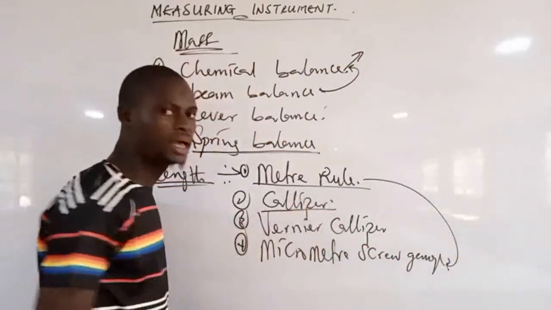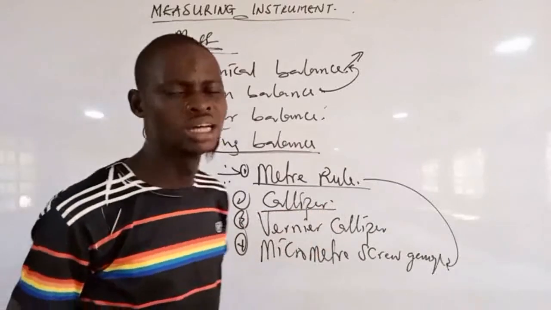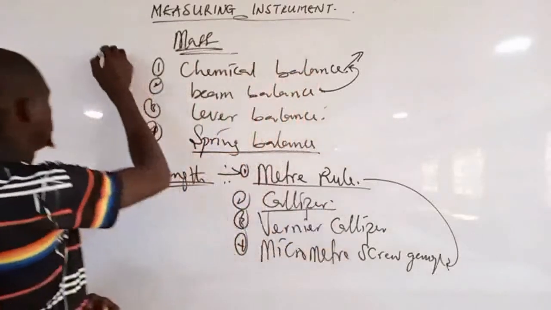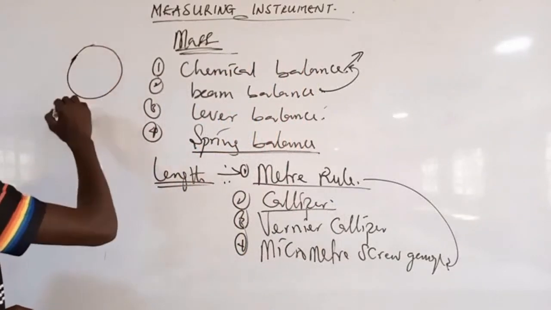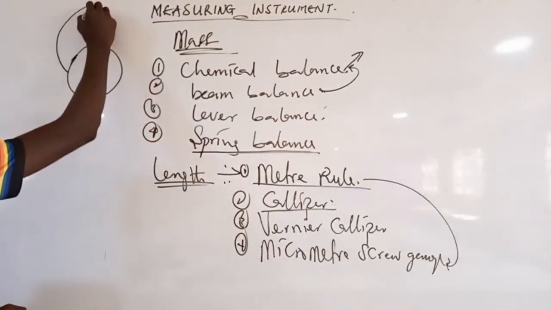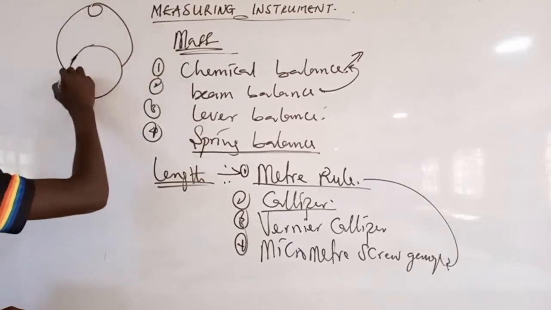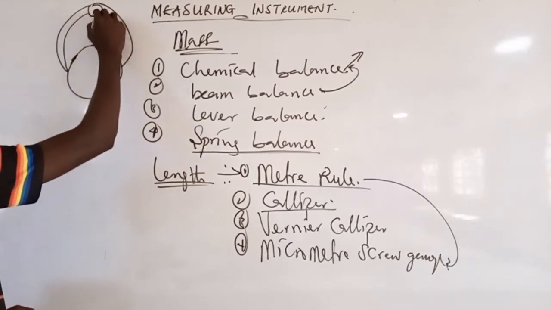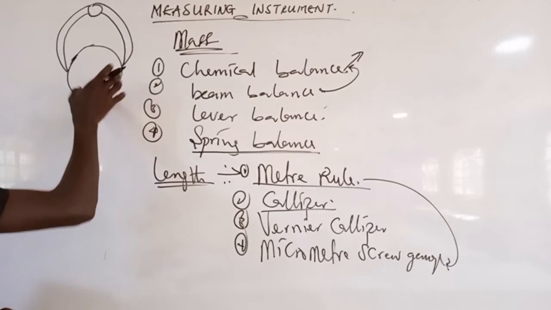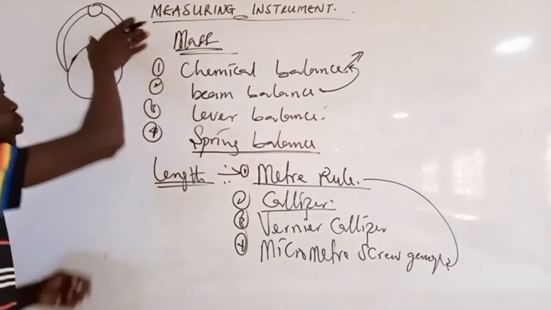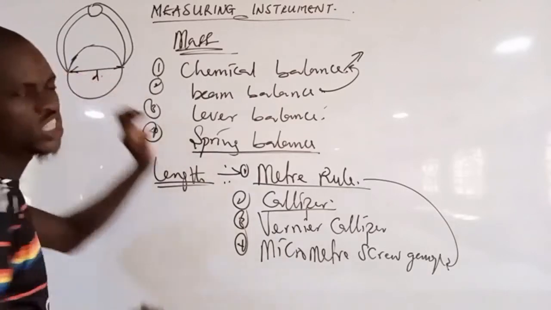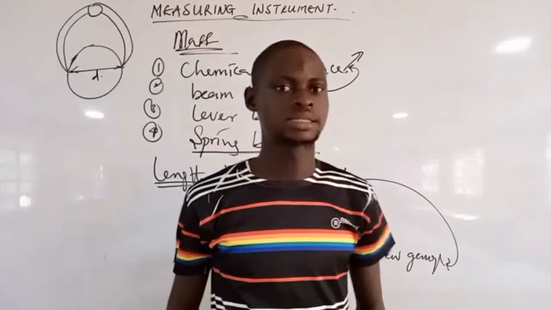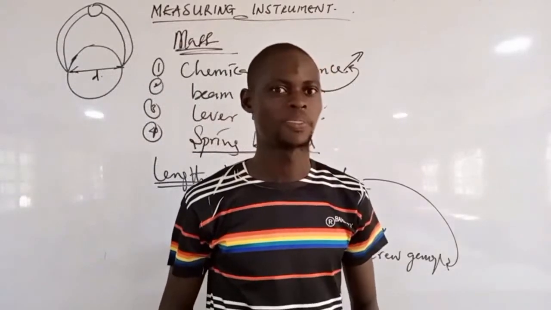Now, you see, the caliper can be used to measure the diameter of a sphere. Let me say I have a sphere like this. The caliper can look exactly like this, and the caliper will be used to measure the diameter from end to end of this sphere. That is it for the caliper.